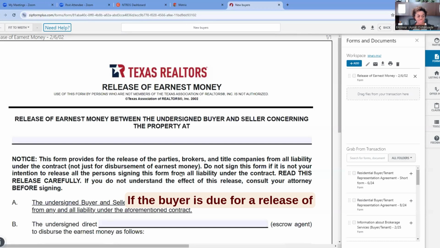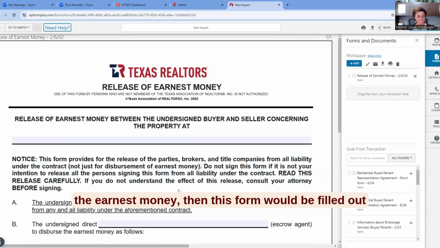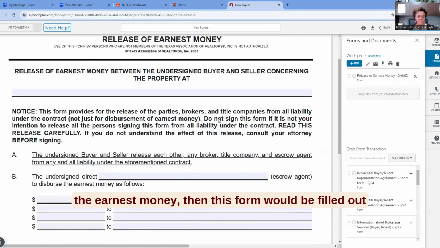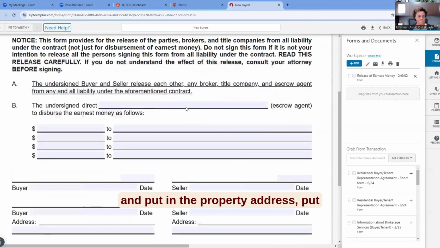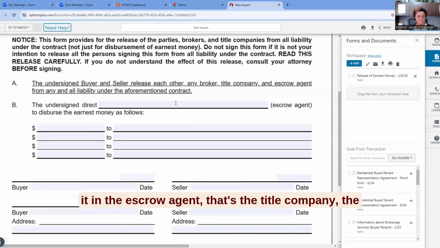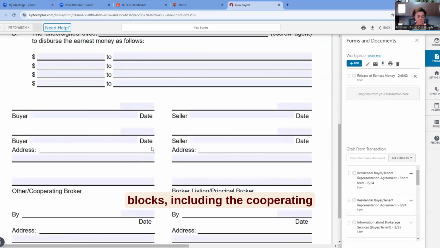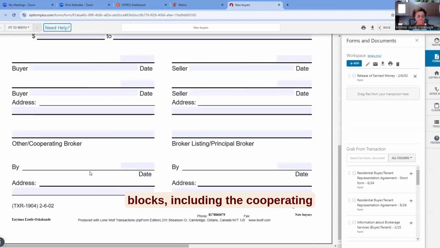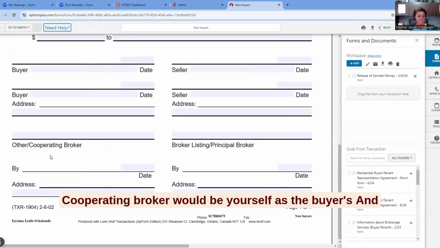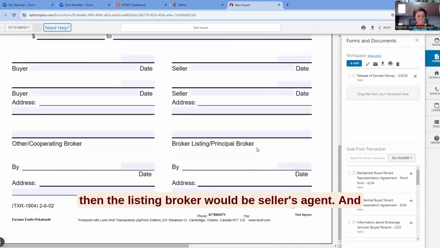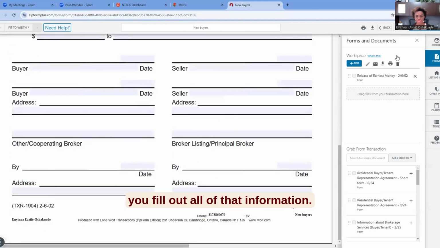The release of earnest money form usually accompanies the termination form. If the buyer is due a release of the earnest money, then this form would be filled out. Put in the property address, the escrow agent, that's the title company, and the amount of money to be released and to whom. And then you fill out all the information in the signature blocks, including the cooperating broker and the listing broker. Cooperating broker would be yourself as the buyer's agent, and then the listing broker would be the seller's agent. And you fill out all of that information.